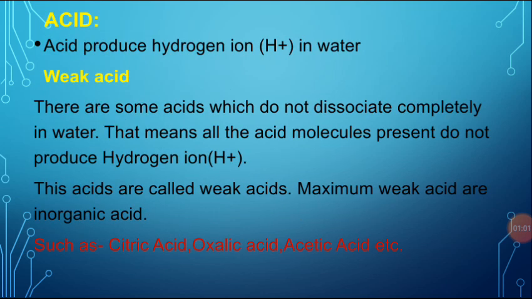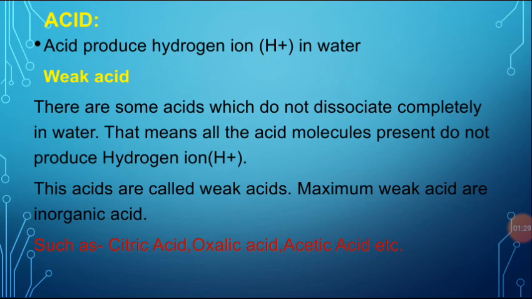Now I am discussing about acid. Acid produces hydrogen ion in water. Acids are of two types, weak acid and strong acid. Weak acid: there are some acids which do not dissociate completely in water. That means all the acid molecules present do not produce hydrogen ion. These acids are called weak acids.